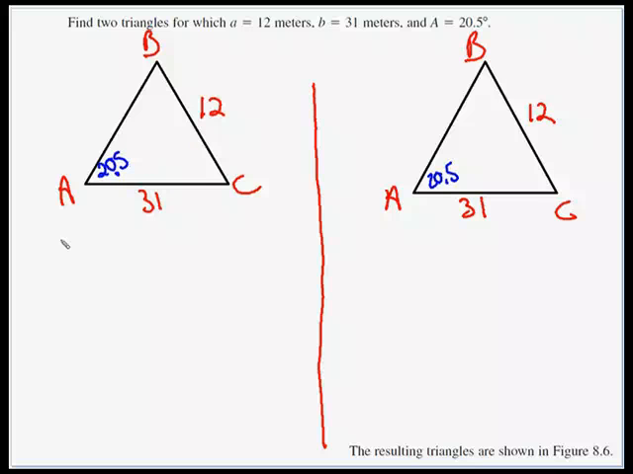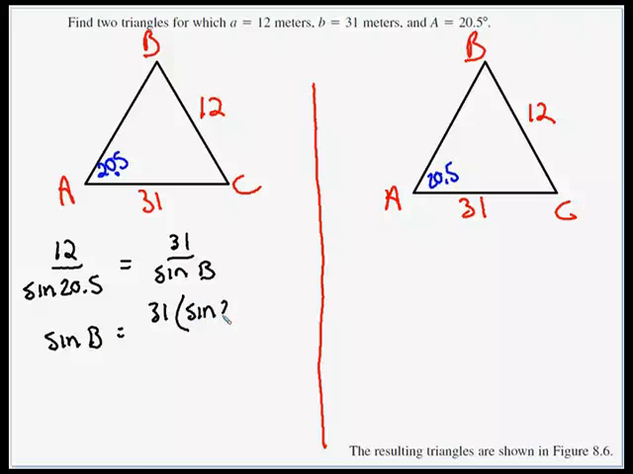It has to be 12 over the sine of 20.5 is equal to 31 over the sine of B. And we cross multiply and solve for that. You're going to find the sine of angle B is equal to 31 times the sine of 20.5 divided by 12. So we punch that in the calculator and we do sine inverse, and we figure out that angle B is equal to 64.8 degrees. So here we've found our second angle.